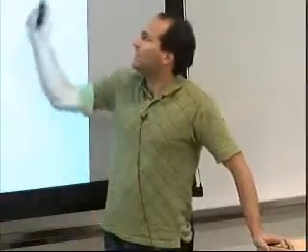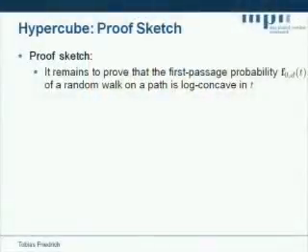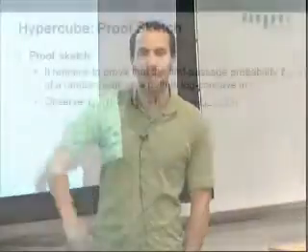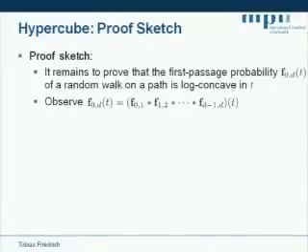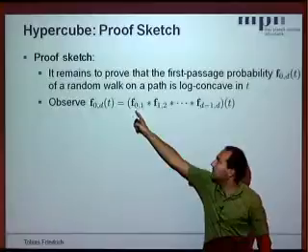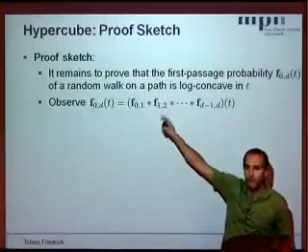Well, we can prove it ourselves as well, because this paper just came out 2 weeks before our work. So I just sketch, I made it a bit shorter, how one would prove that this first passage probability is log concave. First we observe that going from 0 to d on a path is the same as going the first time from 0 to 1, the first time from 1 to 2, and so on.